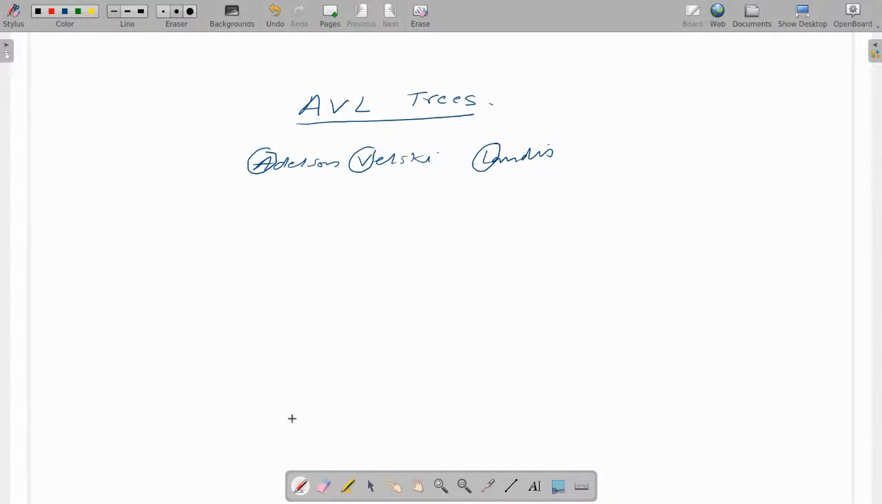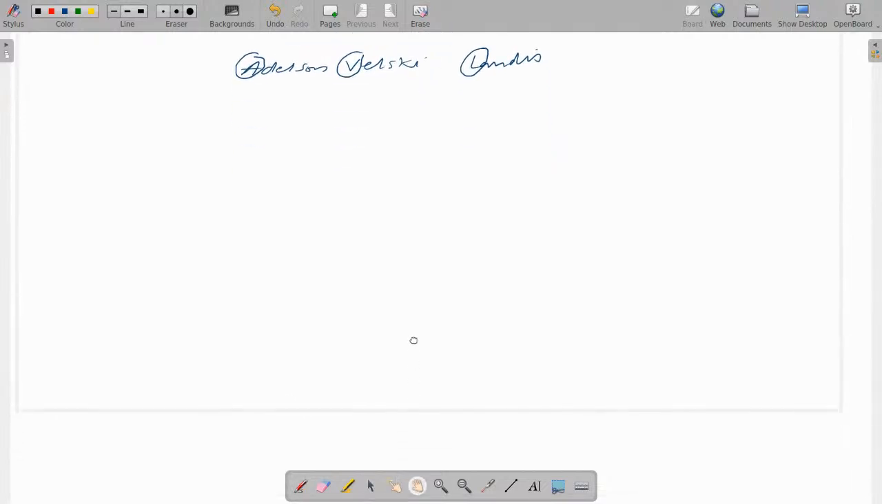Now, what is an AVL tree? AVL tree is just an addition over the binary search tree. Or I can say that it's just a solution to a problem that a binary search tree can get into. Now, what's the problem that a binary search tree can get into? Let me discuss this with an example.